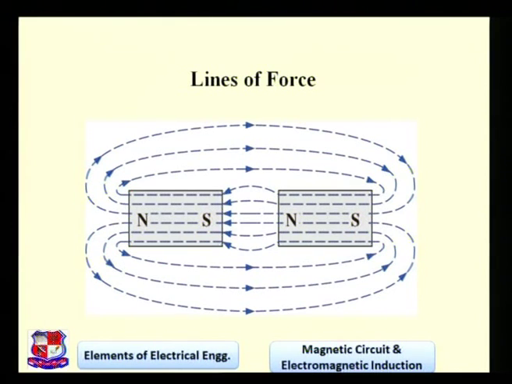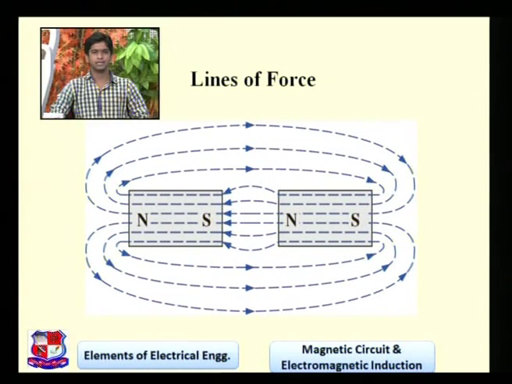So here we have two magnets in which north pole and south pole are given. Two magnets are placed near each other so that the south pole of one magnet is near the north pole of another magnet, and the field lines are there.